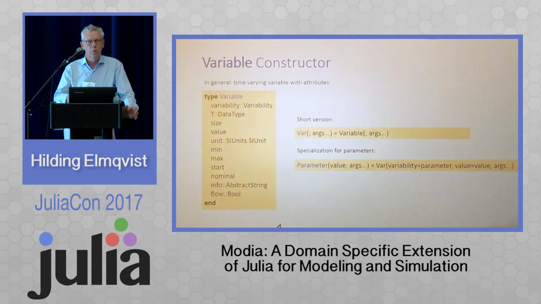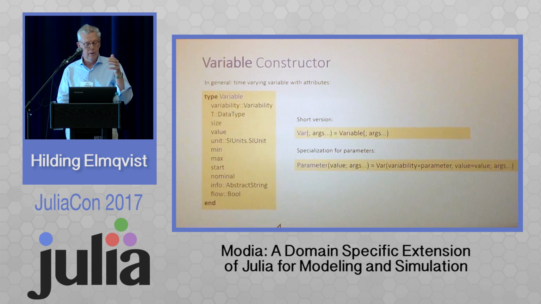Okay, but now back to what happens with Modia. Since we're dealing with variables that are time-varying quantities, you need to solve for a trajectory for the behavior. And a variable then has certain attributes, such as the type, size, the actual value, unit, min and max values. So typically, to make the models more robust, you would declare these kind of things. And also start values, since you need to initialize the equations in this way.